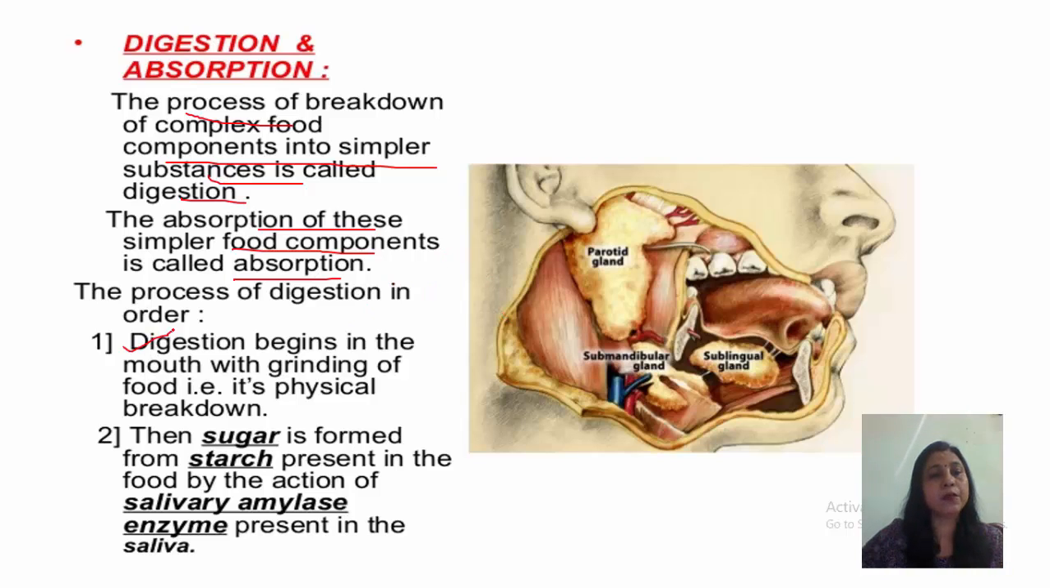Now digestion begins in the mouth with the grinding of food, physical breakdown or physical digestion or mechanical digestion, and then sugar is formed from starch present in the food by the action of salivary amylase enzyme present in the saliva. These two steps occur in the mouth. As I have already told you, the digestion begins in the mouth itself.